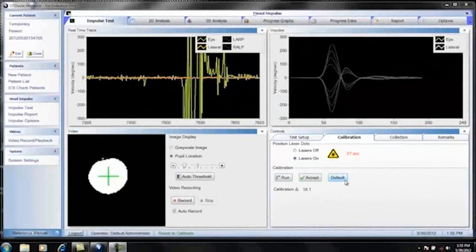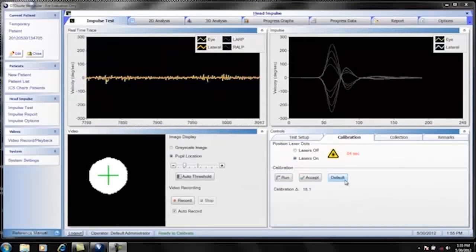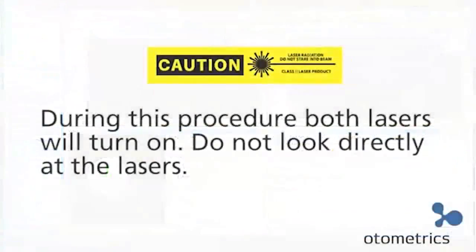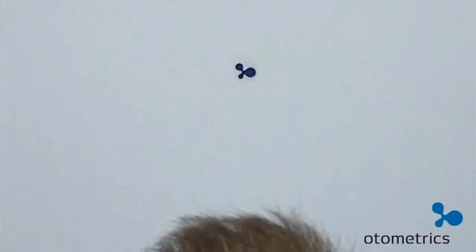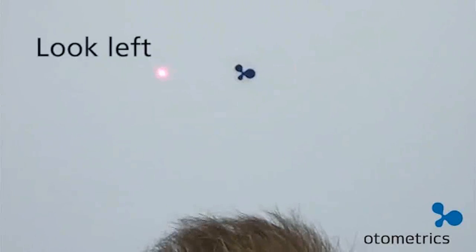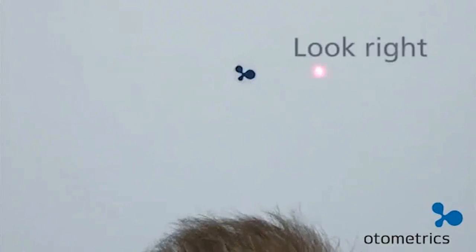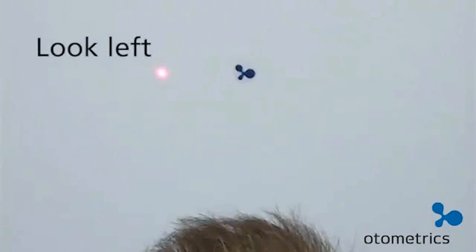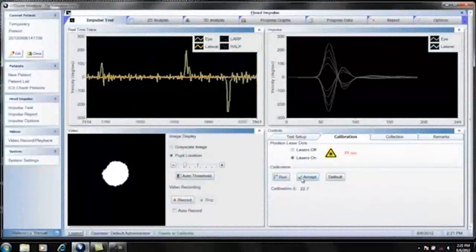During this procedure, both lasers will turn on. Do not look directly at the lasers. Click Run to start the calibration. You will ask the patient to hold the head still, ask the patient to look right at the right laser beam dot, ask the patient to look left at the left laser dot, then ask the patient to look right and look left. So we're going to click Run.